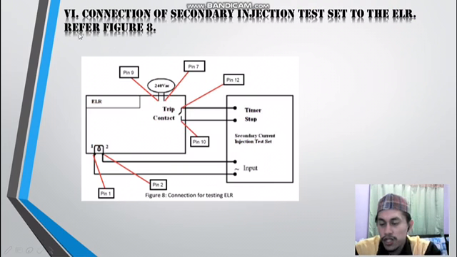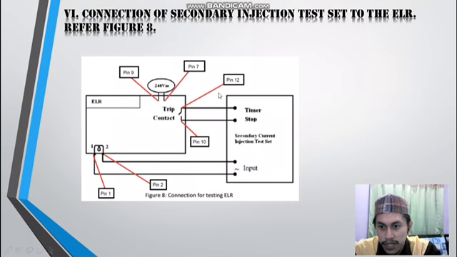Next, for question number 6, it wants the connection of the secondary injection test set to the ELR. Based on Figure 8, I labelled each pin in the picture. So for pin 1 and pin 2, they will be located here.